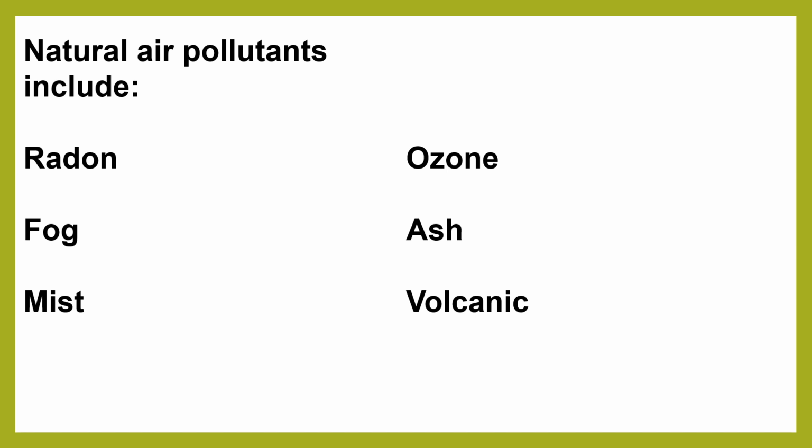All right, and now we have to look at some natural air pollutants. I don't know why they call them natural air pollutants, but well, let's see what we have here. Radon, fog, mist, ozone, ash, as well as volcanic ash. All of these are considered to be natural pollutants. Well, in the case of the volcano, we understand why it is a natural pollutant.